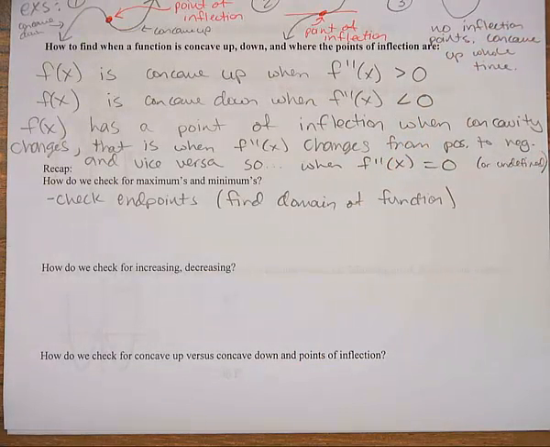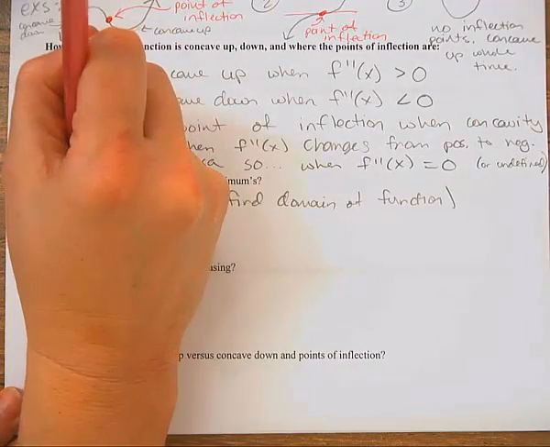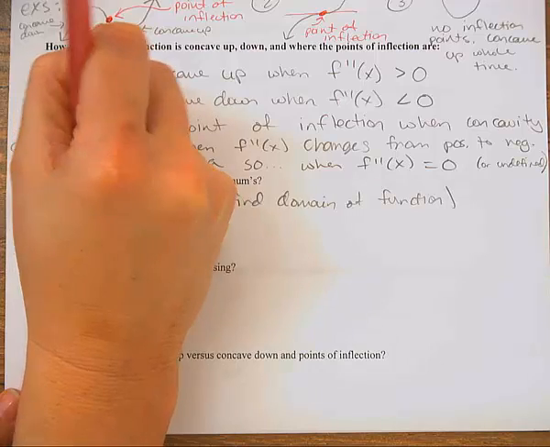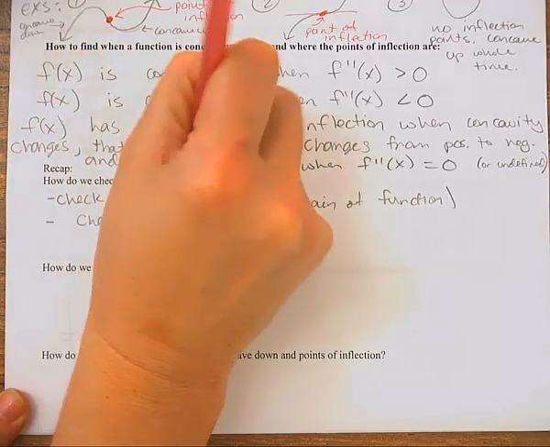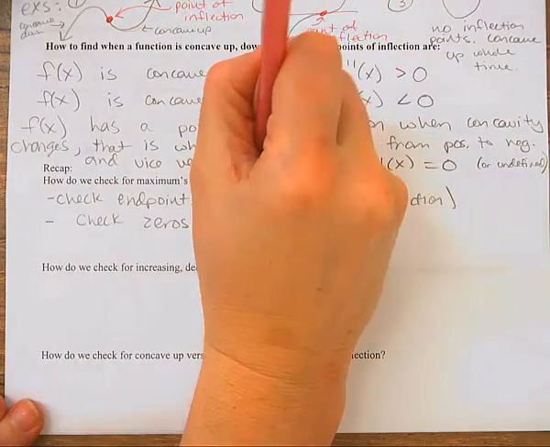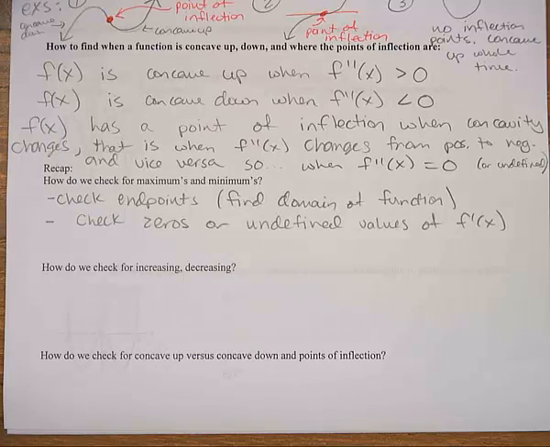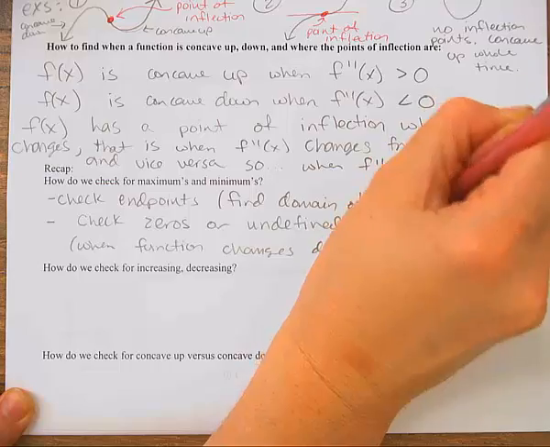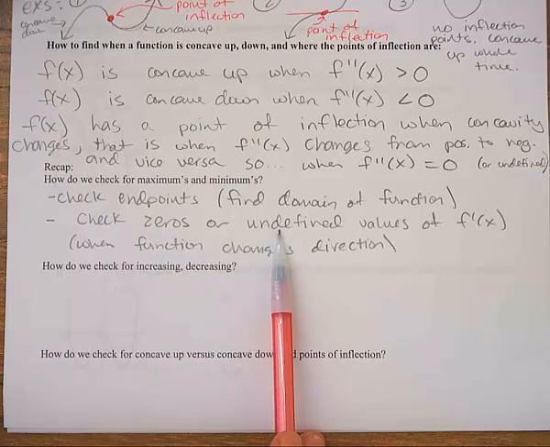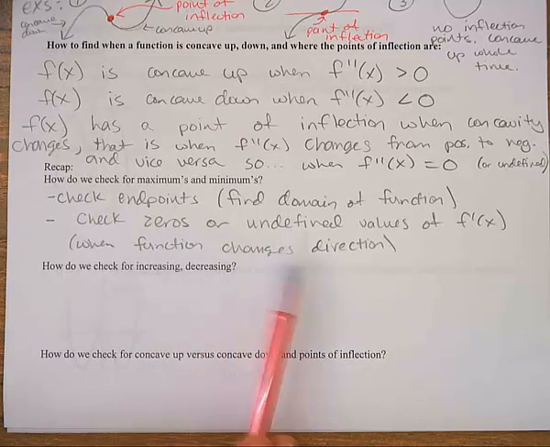Then you find the derivative of the function, and you find where it's equal to 0 or undefined. So you check basically the zeros or the undefined values of the derivative. So you find those, because that's where the function changes direction. So in other words, a max or min is going to occur either at an endpoint or at a 0 of the derivative or an undefined place of the derivative. That's where your max and mins will occur.